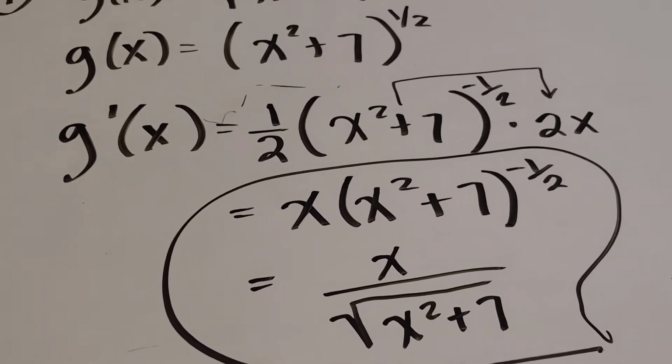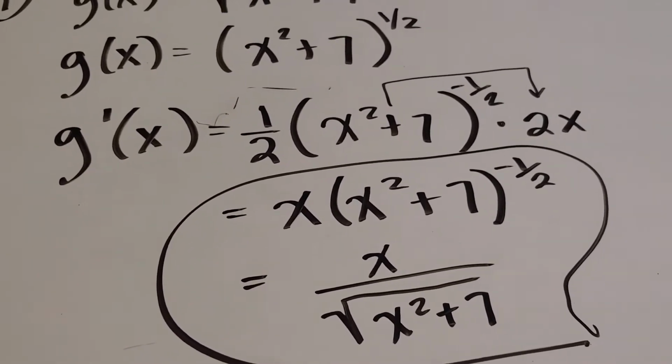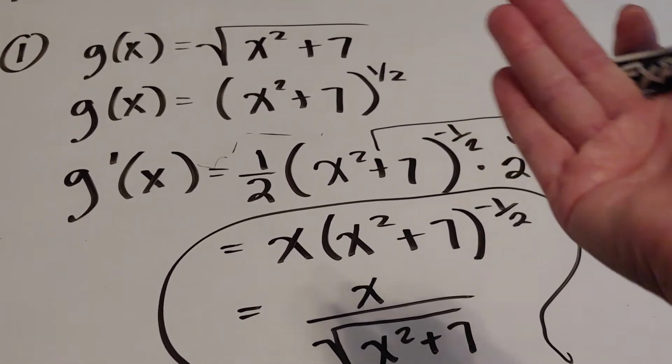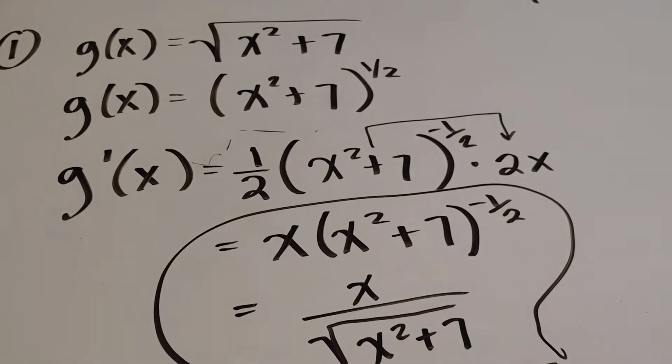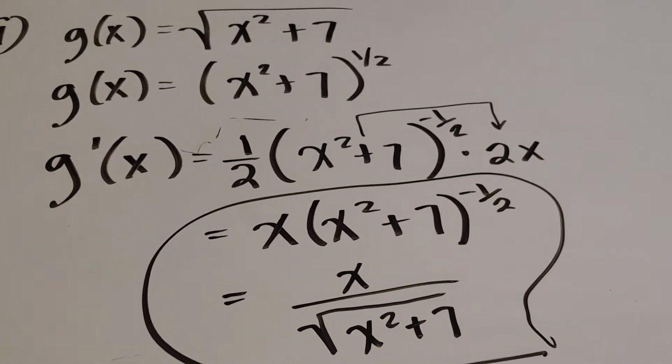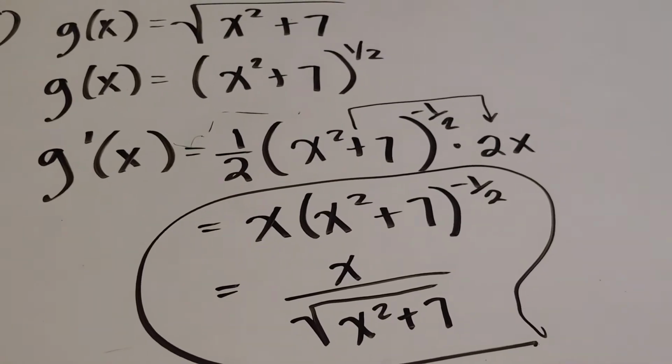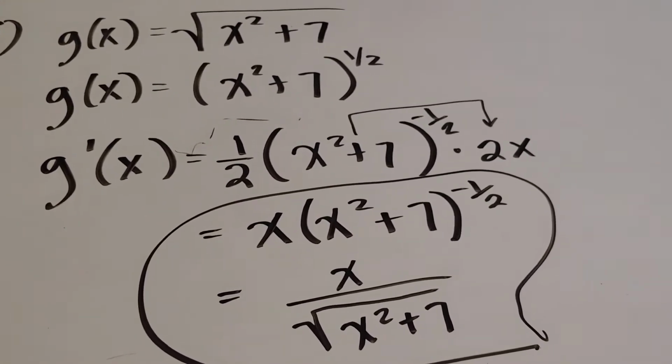Pretty fast, right? Okay, the reason why it was pretty fast is because I rewrote it with parentheses and a power, and I used my chain rule very patiently, saying my little mantra: derive the outside, leave the inside alone, times derive the inside. So let's go ahead and try another example.